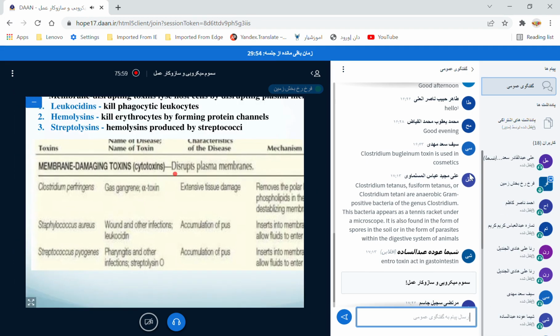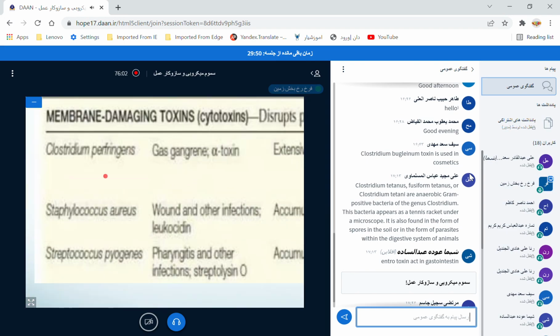Some bacteria which can produce membrane damaging toxins or cytotoxins are, for example, Clostridium perfringens. The disease is gas gangrene, and this toxin we call alpha toxin. Staphylococcus aureus: the disease is wound and other infections. They produce leukocidin.